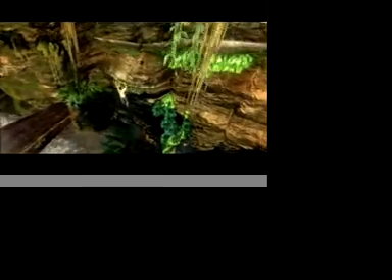Here, as you can see, our little acrobatic friend, his name is Nathan Drake. He's a descendant of the famous historical figure Sir Francis Drake. And he's quite the adventurer. He's something like Indiana Jones.